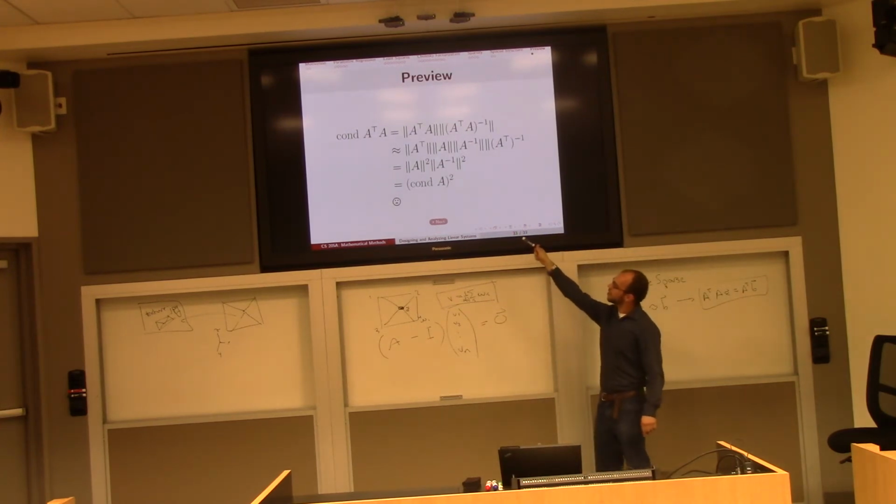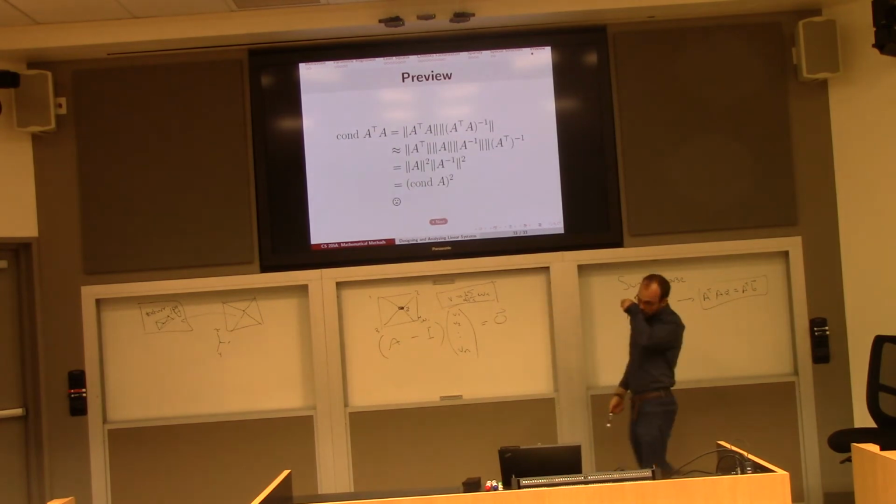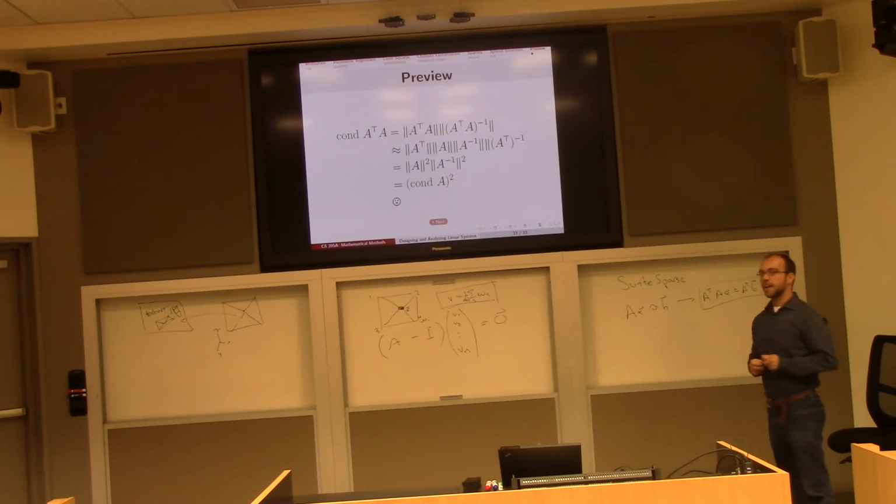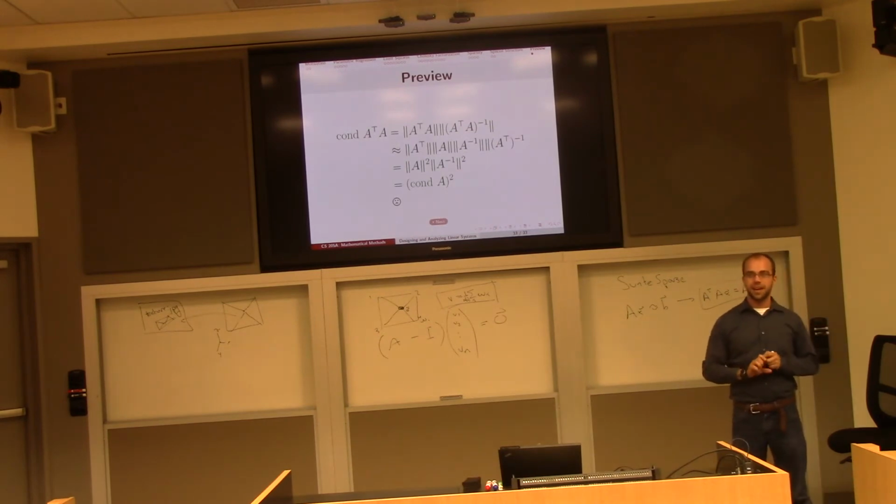Well, this is just the condition number of A squared. Yeah? So remember what the condition number tells you, right? If A is a poorly conditioned matrix, like we're going to have a lot of trouble solving Ax equals b, then the condition number is big. Yeah? And what's a big number squared?